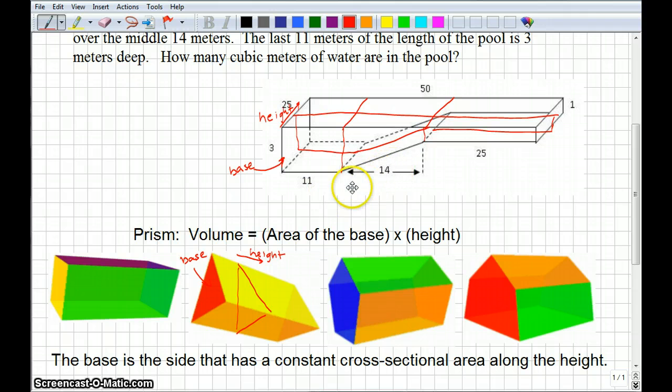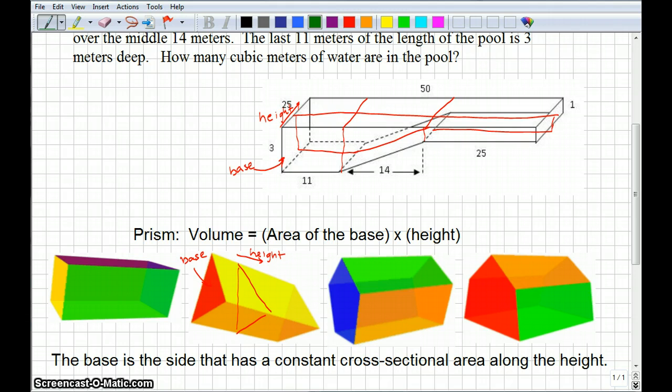So given that this is a prism, what I can do is find the area of the base, which is the side of the pool, and then take it times the height. Okay? And that's a bit easier. So let me change colors here.